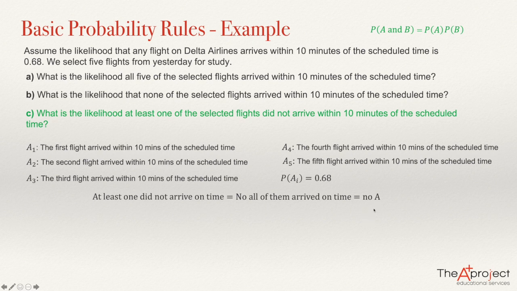And we know the probability of A, the probability that all of them arrive on time. From the first question, the probability that all 5 arrive within 10 minutes of the scheduled time, we computed already, and the answer was 0.1454. That was the answer of the first question. And we know that the probability of no A will be just 1 minus the probability of A. So it will be 1 minus 0.1454. And the answer here is 0.8546. And this answers the third question.